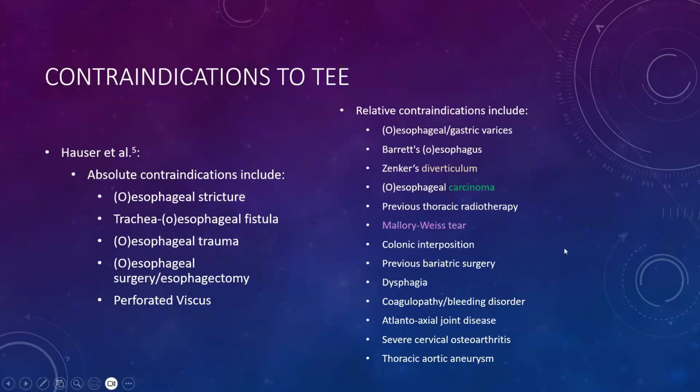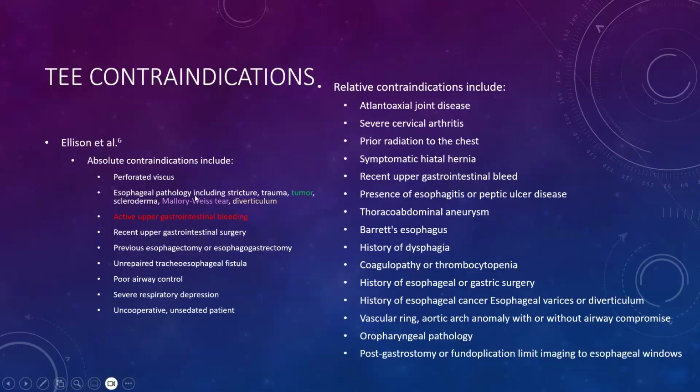Ones I do want to point out: atlantoaxial joint disease, often because there is going to be some manipulation of the head and neck while placing an echo probe. A thoracic aortic aneurysm, you can cause pressure on an unstable aneurysm that's abutting the esophagus. Let's see some other ones that I enjoy. Oropharyngeal pathology, if you have a huge honking oropharyngeal cancer, maybe don't pass the probe right next to it and cause hemorrhage.